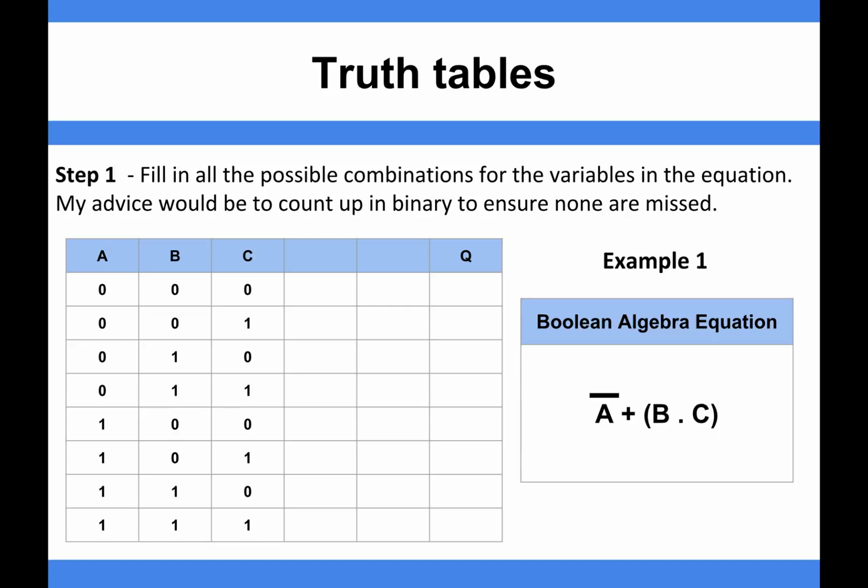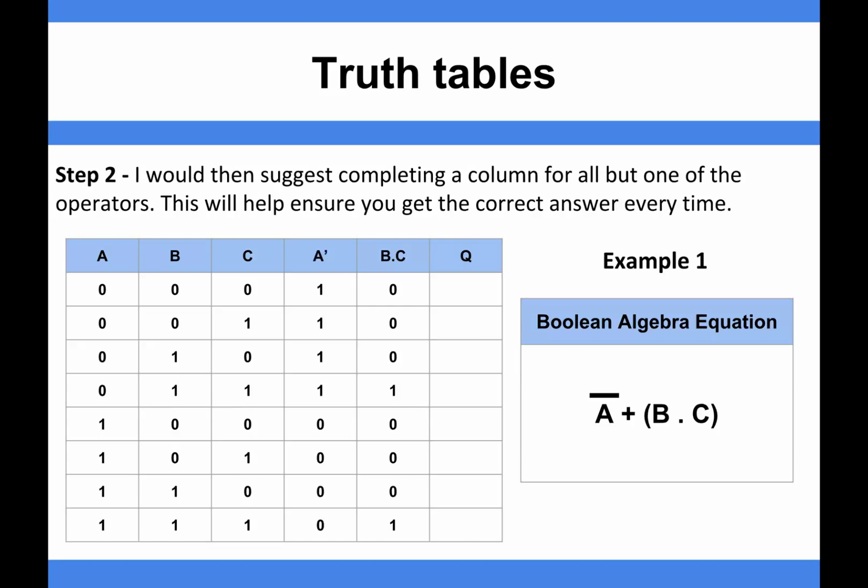Once you've done that, step 2 is then doing a column for all but one of the operators. So what we've got here is that's because I couldn't draw the line. So if you ever see me writing a little apostrophe, that's just saying not A. So we've got a not A column. So not A is just the inverse of A. So if A was 0, not A is 1, and vice versa.